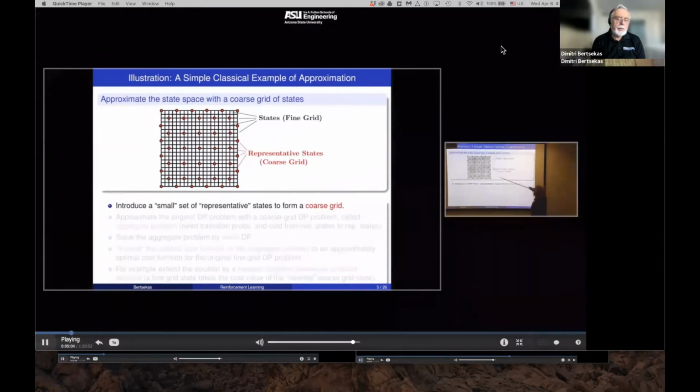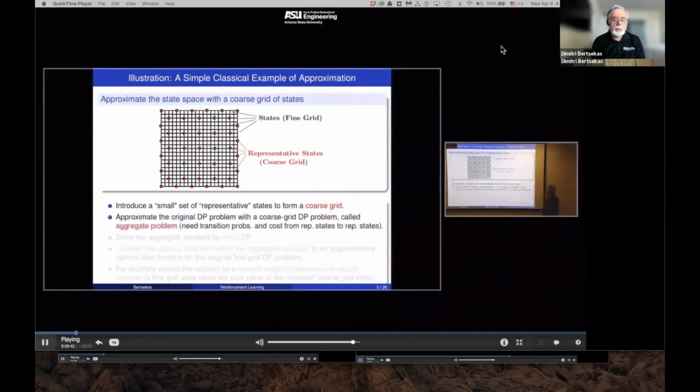So here, the states in this figure are the cross points on this grid, the black cross points, okay? And they are represented by this fine grid. The representative states are the red ones, okay? It's a smaller subset. And so the red grid is a coarse grid that lies in between the fine grid. And we introduce these states, and we call them representative.